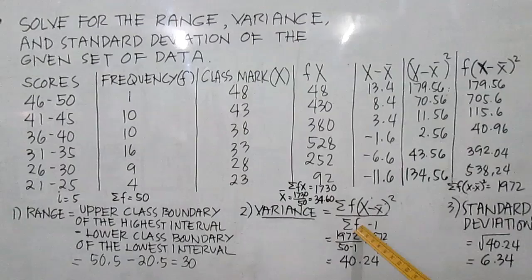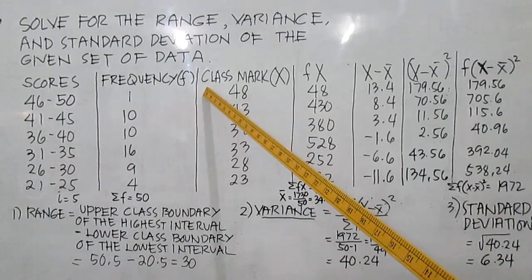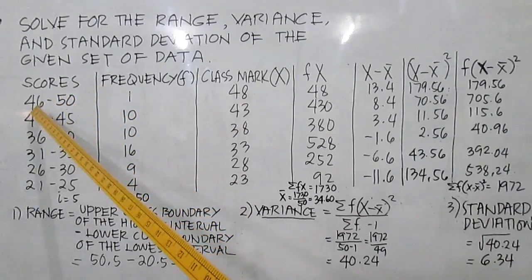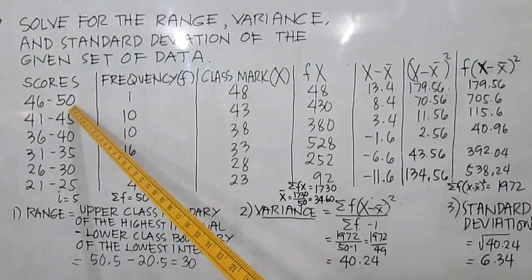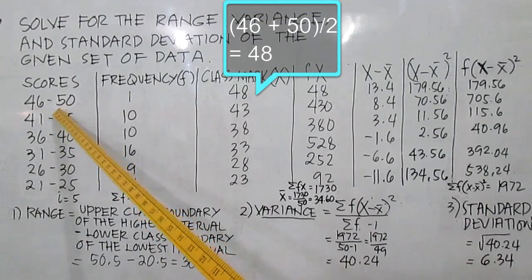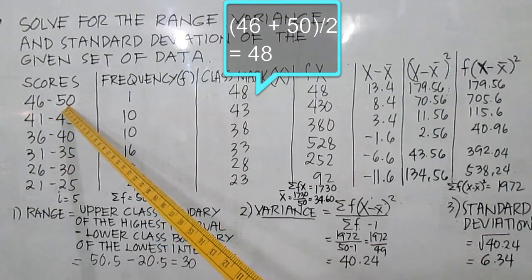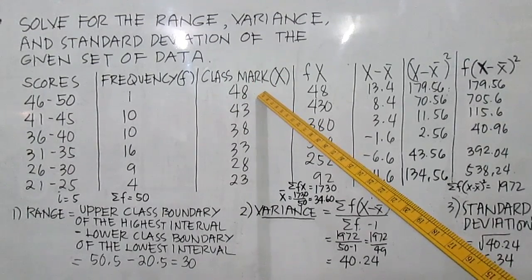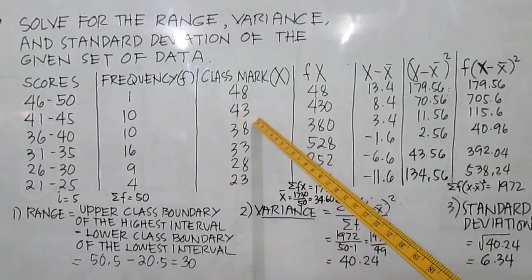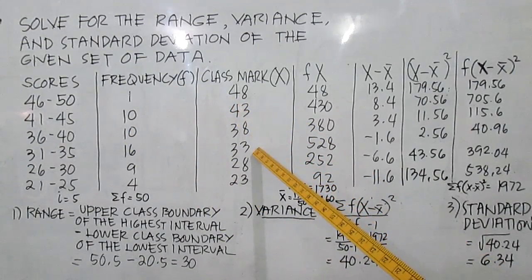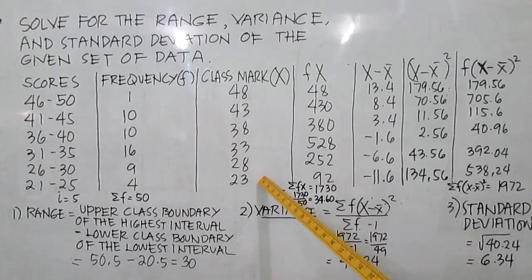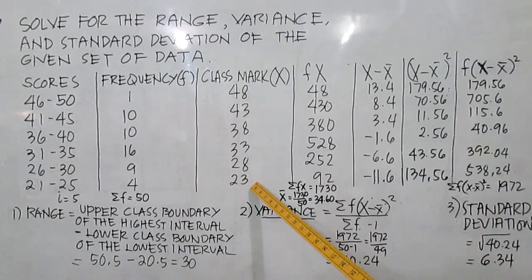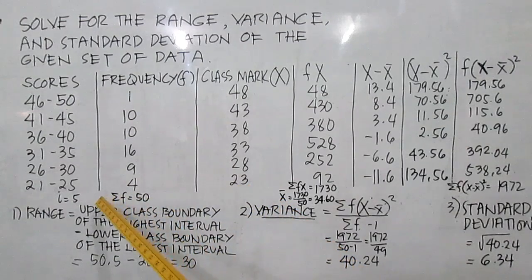So let's find the class mark first. The class mark is just the midpoint of the class interval. 46 plus 50, 96 divided by 2 is 48. Minus 5 is 43, minus 5 is 38, minus 5 is 33, minus 5 is 28, minus 5 is 23. Since our class width is equal to 5.